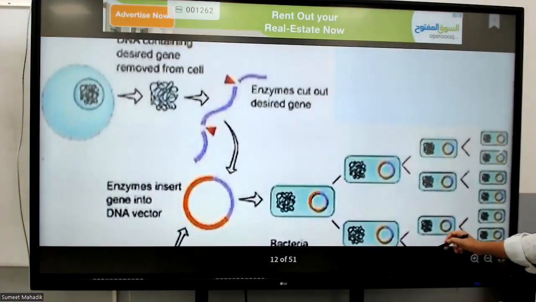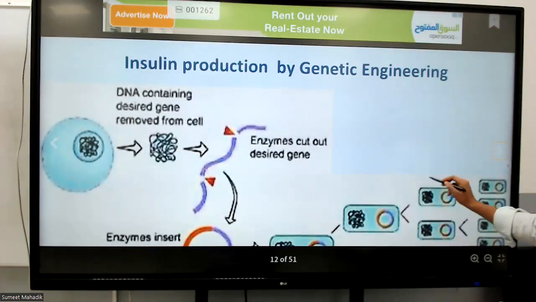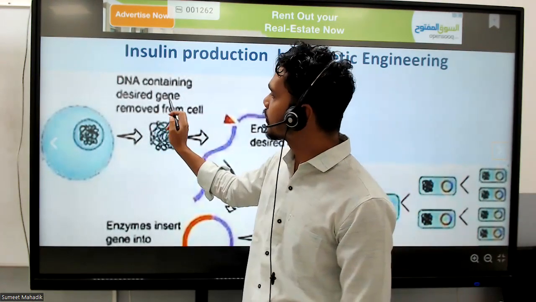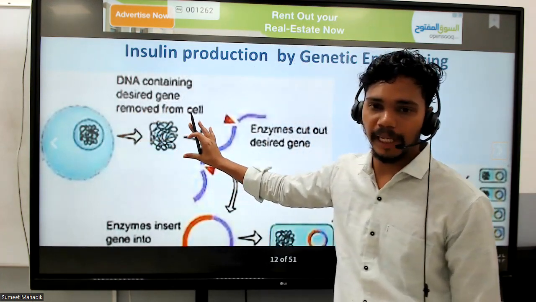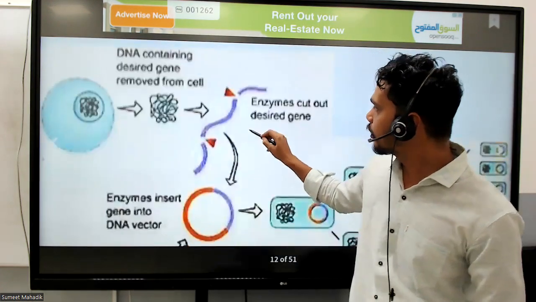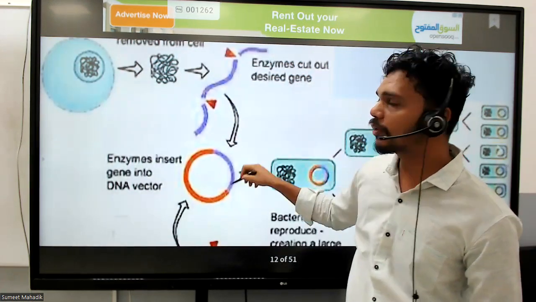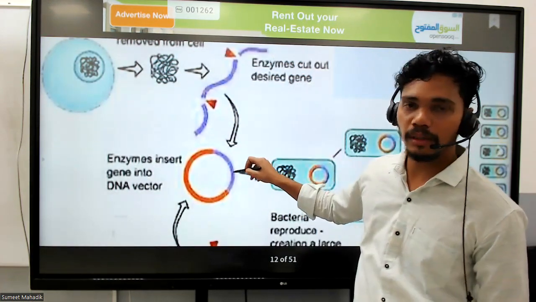Can you see something here? The first thing: DNA containing the desired gene, we just take up one. Now what are we doing? Enzymes cut out the desired gene from here. Now we introduce it into the vector. Can you see that the blue color goes here?